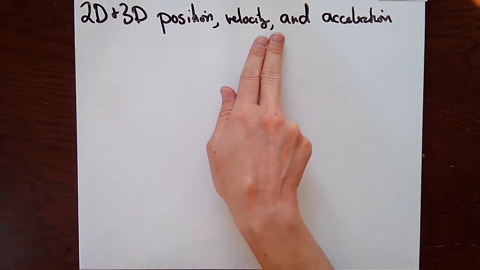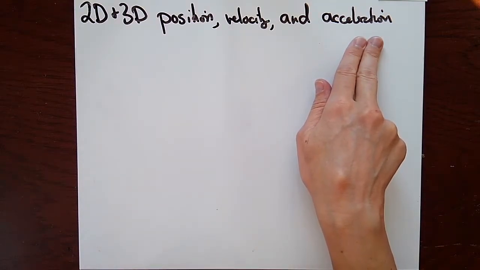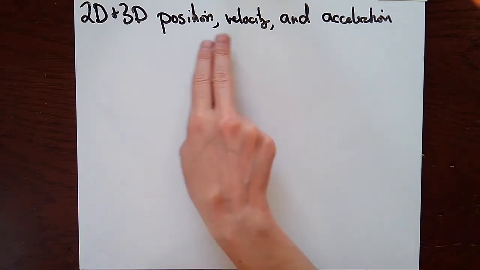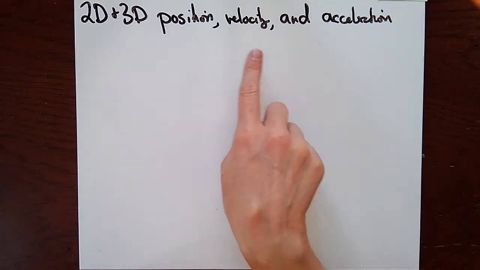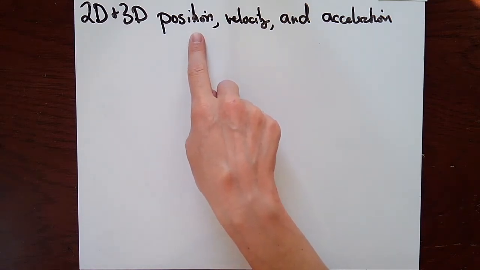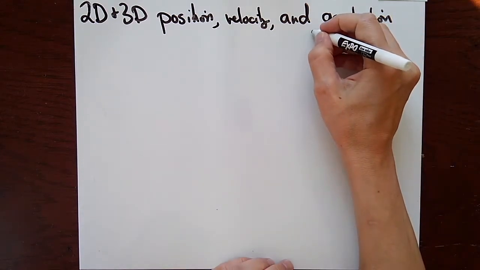We've talked about position, velocity, and acceleration, and now that we've looked at vectors, we can look at these three guys in 2 and 3 dimensions. So let's go ahead and draw a three-dimensional position vector. First, I'm going to lay out a coordinate system.